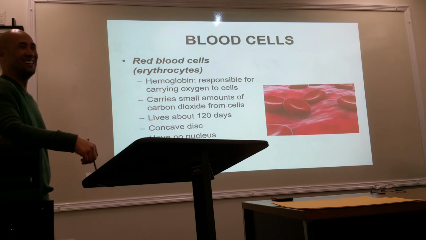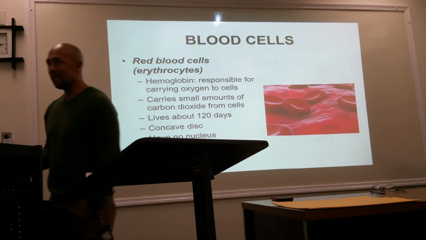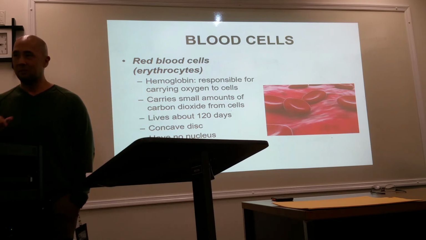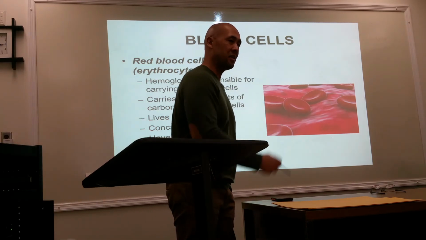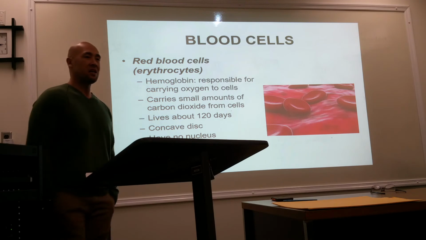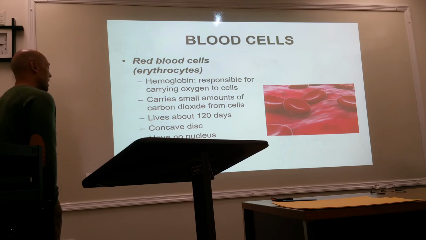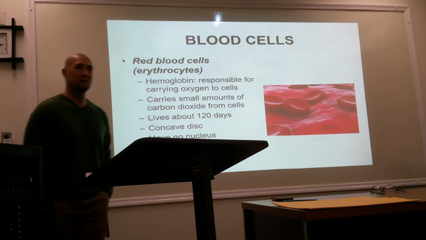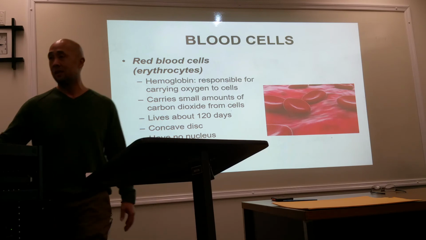All right. Blood cells. Red blood cells, also known as erythrocytes, have hemoglobin, which is responsible for carrying oxygen to the cells. The hemoglobin is also responsible for carrying waste away from the cells. They live about 120 days. It has a concave shape to allow for the hemoglobin. They have no nucleus, and they do not leave the circulatory system. The circulatory system is a closed system. It does leave the system if there is what? Injury. Okay, but it should stay within the system.